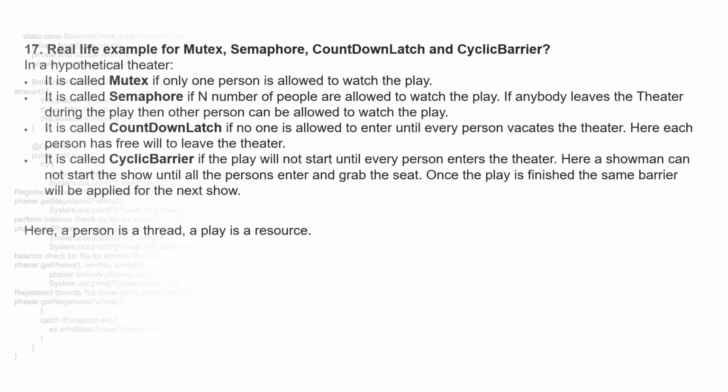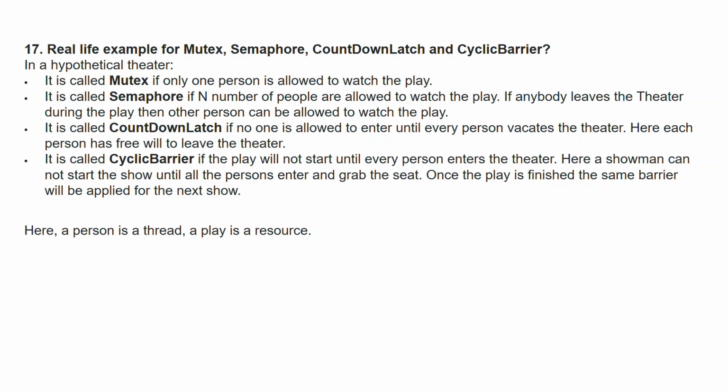17. Real-life example for mutex, semaphore, countdown latch and cyclic barrier. In a hypothetical theater, it is called mutex if only one person is allowed to watch the play. It is called semaphore if n number of people are allowed to watch the play. If anybody leaves the theater during the play, then another person can be allowed to watch the play.